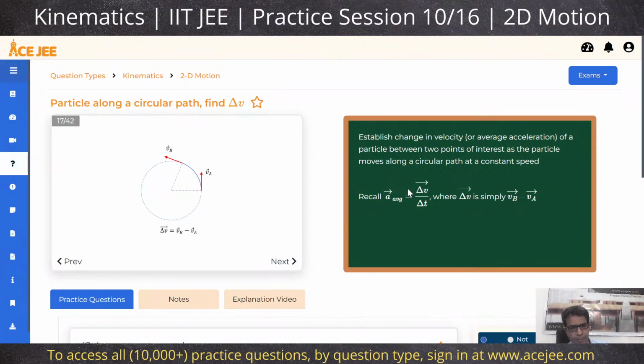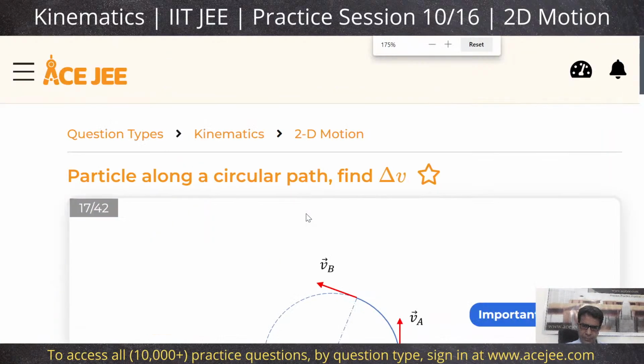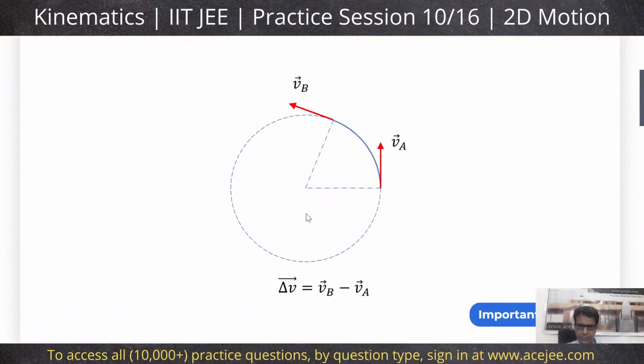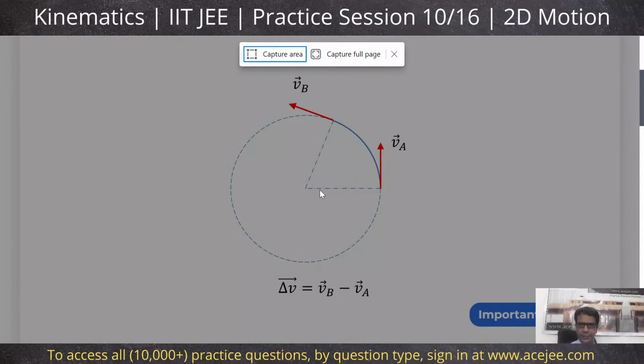Yeah, it's fine. Okay. The particle is moving along a circular path at, let's say, constant speed. What are we trying to practice here? We're trying to practice the definition of average acceleration, or average velocity for that matter. Okay? So let me just zoom in. Hope you guys can see it better.